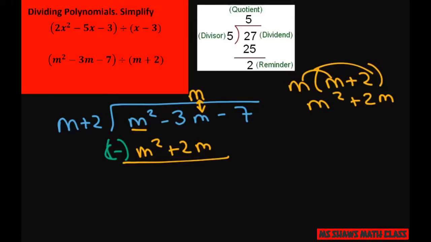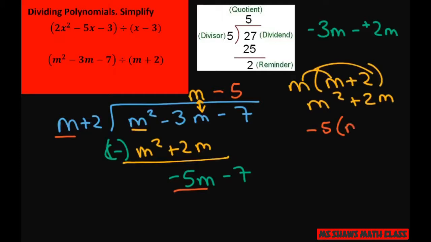So we have negative 3m minus a positive 2m. So that's going to be negative 5m minus 7. All right. Now, what times m gives me negative 5m? That's going to be negative 5. So you're going to have negative 5 times m plus 2, and that's going to give you negative 5m, which is what we wanted, minus 10.